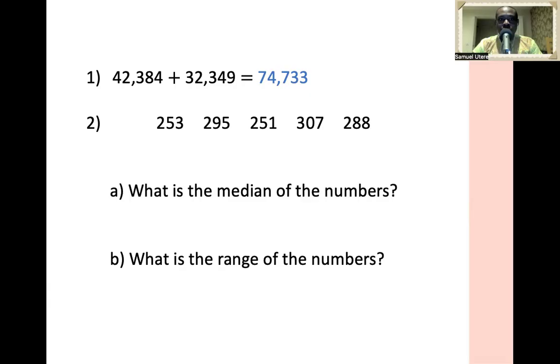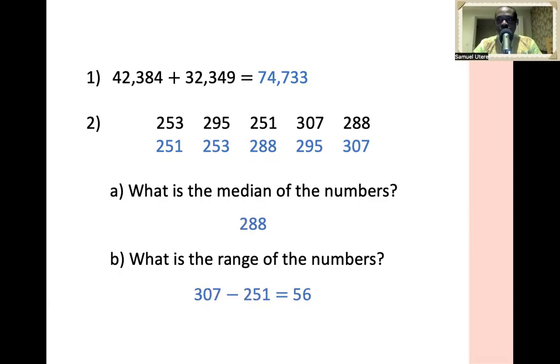The next question asks, what is the median of these numbers? To be able to find the median, you can either arrange them in ascending or descending order, and then you can find the median. So the median is 288. The range is the largest number minus the lowest number. So the largest minus the smallest. Apologies.